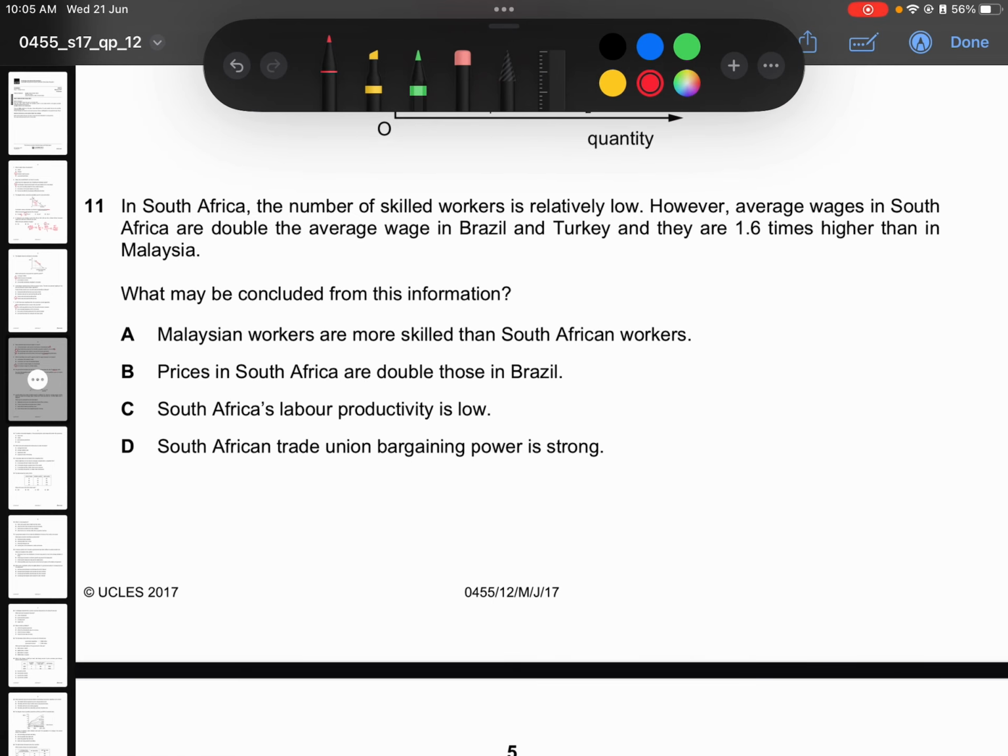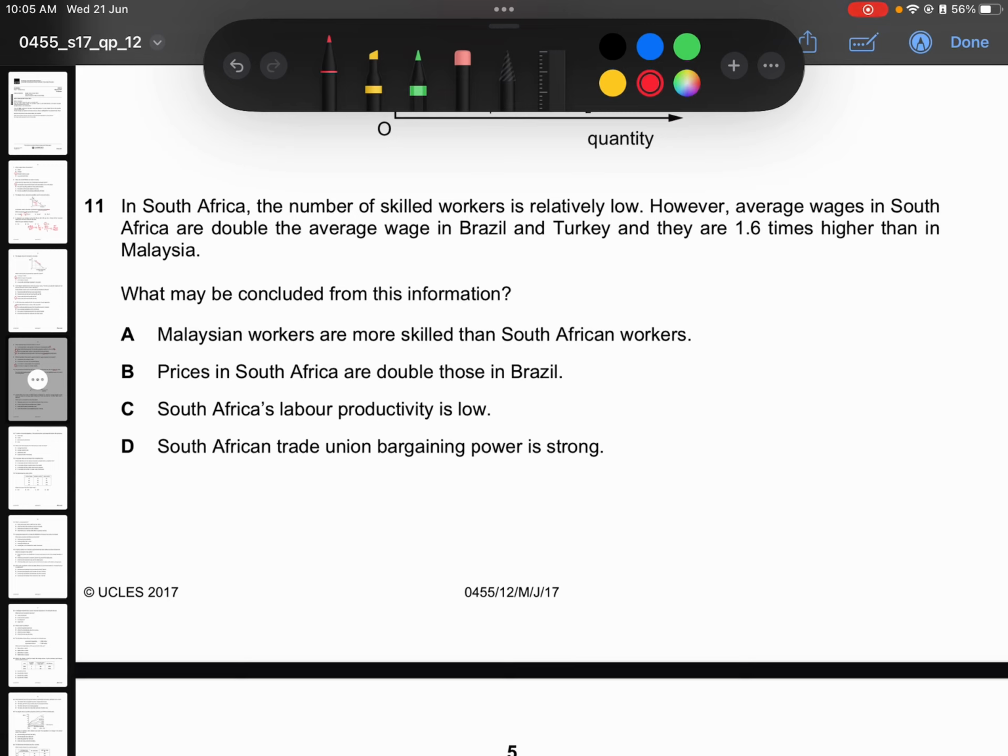In South Africa, the number of skilled workers is relatively low. However, average wages in South Africa are double the average wage in Brazil and Turkey, and they're 1.6 times higher than in Malaysia. What may be concluded from this information? Malaysian workers are more skilled. No, we cannot exactly say that because it just covers the wage. Prices in South Africa are double.